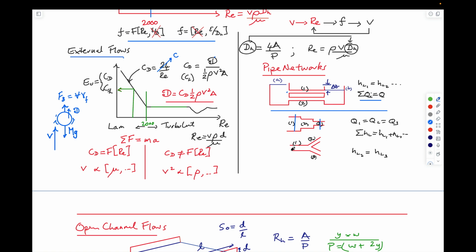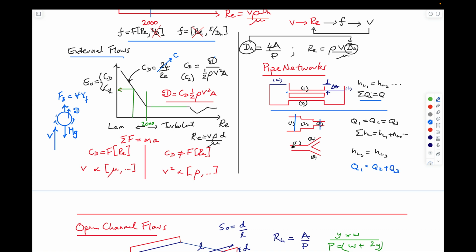And for pipe networks, if you have an upstream tank and two downstream tanks, or indeed two downstream pipes, and either a single tank or two tanks downstream, then you have to solve basically for the three unknown velocities in the pipes. And typically you'd constrain that by writing that Q1 is equal to Q2 plus Q3.